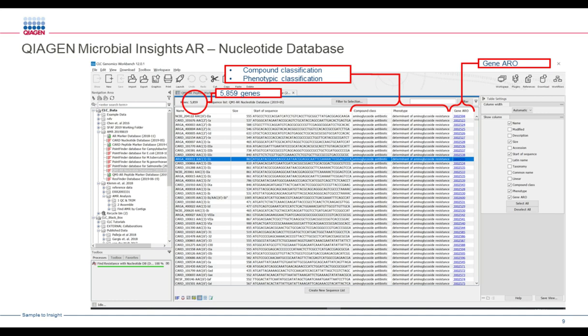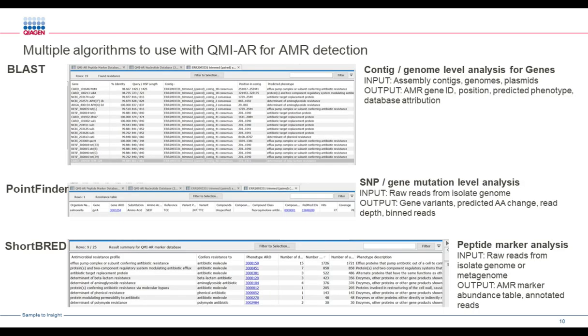Similarly, with our nucleotide database of gene sequences, we provide information on the associated classification of compounds that the particular gene derives resistance against, and a phenotypic classification indication, as well as links, again, out to the antibiotic resistance ontology data on an external website. And briefly, the three algorithms that we provide for use with QMI AR include BLAST, Point Finder, and Shortbread.